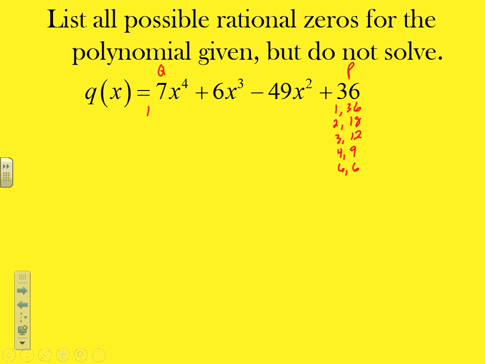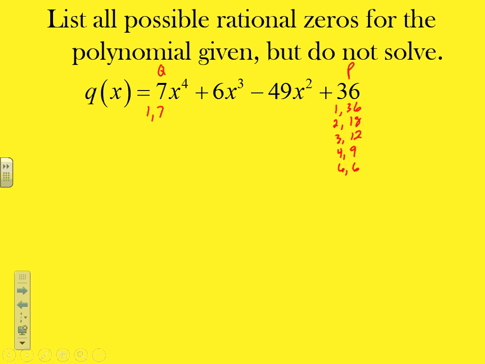Now 7 is a prime number, so 1 and 7 are the only values that work. So bear with me again. I know this is going to be a little tedious, but if you look here at the p-values, the numbers that do not repeat, there's 1, 36, 2, 18, and so on. So the numbers that don't repeat, there are 9 of them. There are 9 numbers that don't repeat, and there are 2 numbers that don't repeat for the q values. So that is going to give you at least 18 possible values that you're going to have to identify.